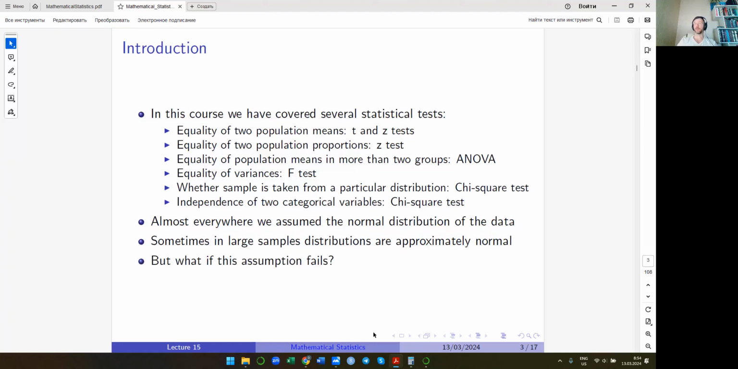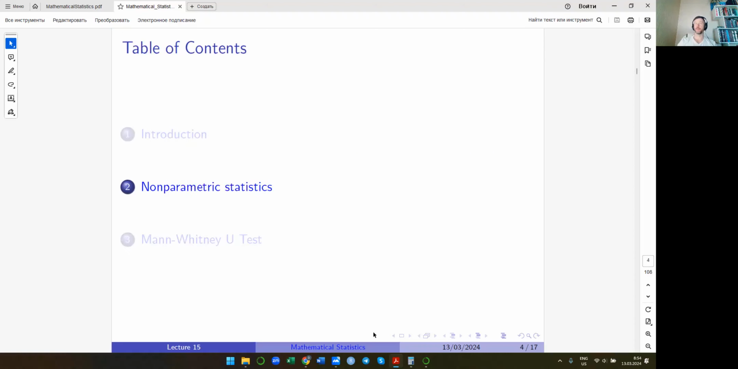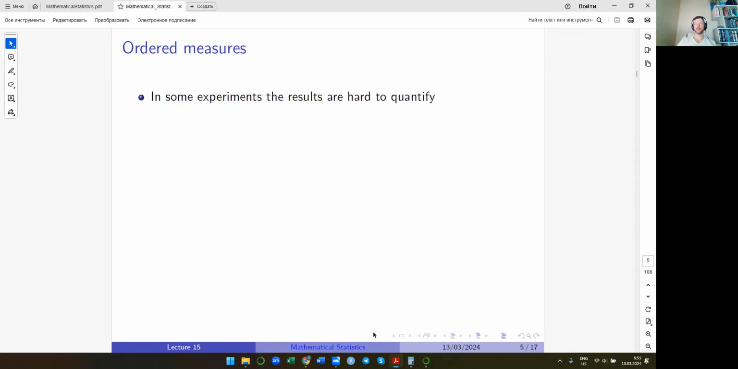So this is the question. What if this assumption fails? And what if we have some specific cases when the variables are not usual in the sense that we have discussed before? In all these cases, we have a need for non-parametric statistics. So I will give you two examples when non-parametric statistics are essential. One case is when we have something which is called ordered measures.